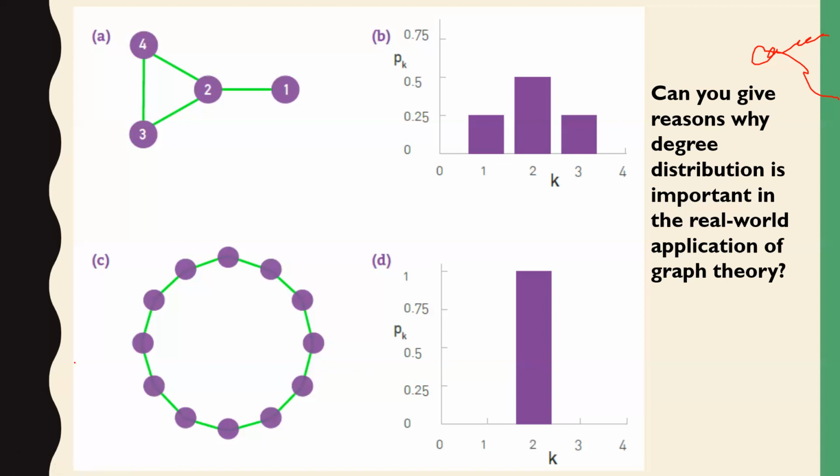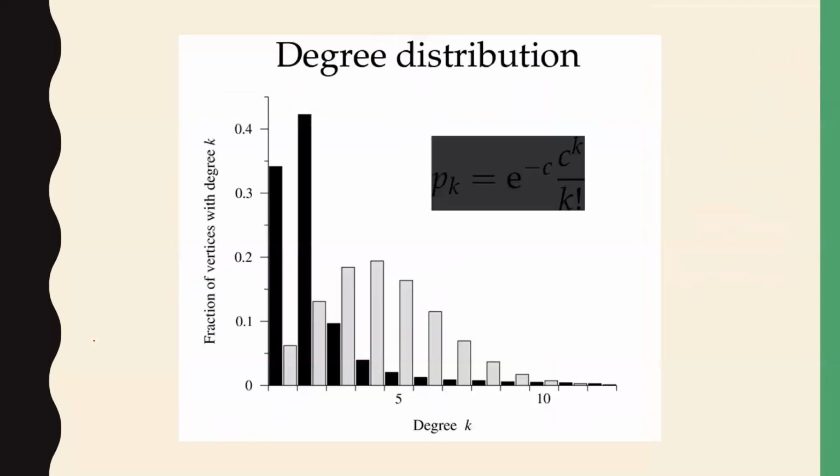Okay, so let's look at some examples as promised for degree distributions. So for example, we look at this distribution. Here I simply plotted the degree distribution for two graphs. The first graph is represented by the histogram in black, while the other graph is characterized by the degree distribution in the gray histogram, right?